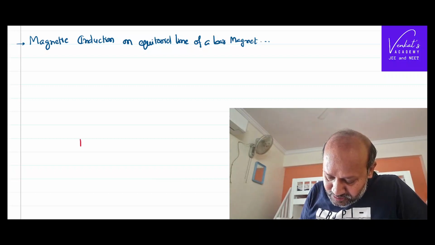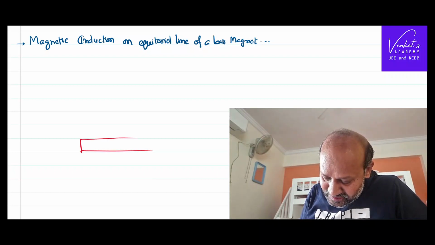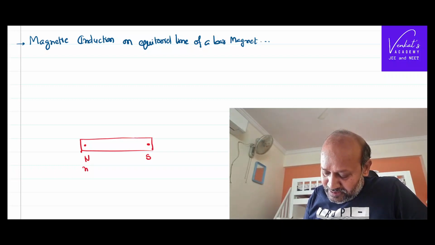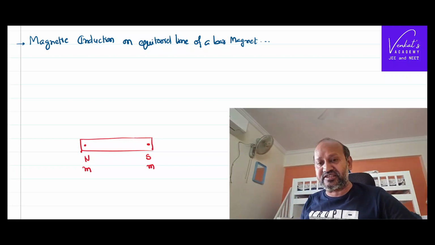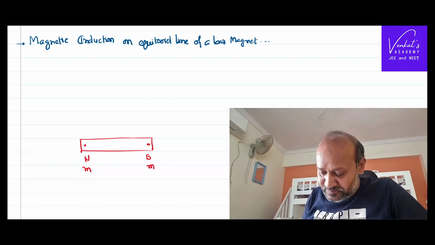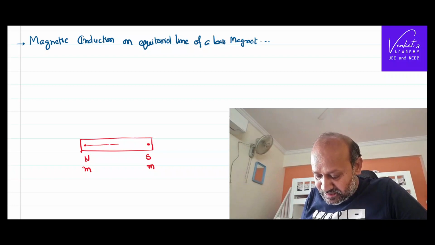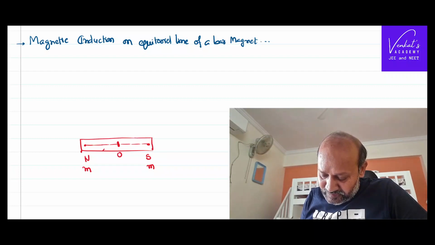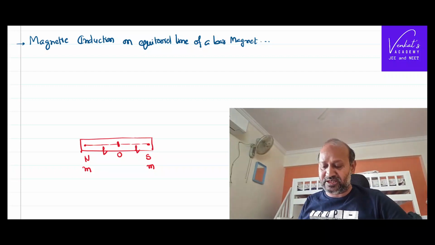This is a bar magnet, which is in the shape of a bar. As you know, every magnet has two poles. One is a north pole, another one is a south pole. Each pole has the same pole strength M, but their nature is different. One is north, another one is south. Between the poles, there is a certain length that is called magnetic length or length of the magnet. This can be treated as the center of the magnet. From the center to one pole is L, to the other pole is L, together it is 2L.